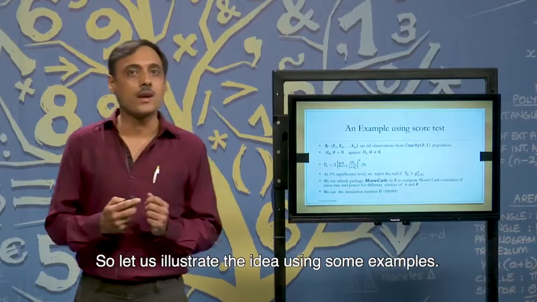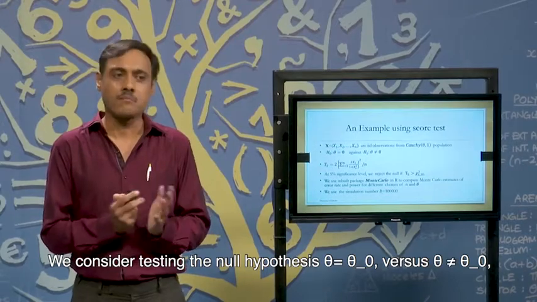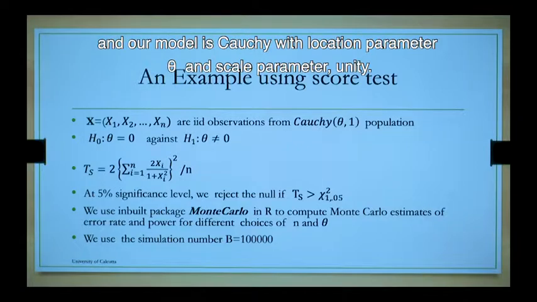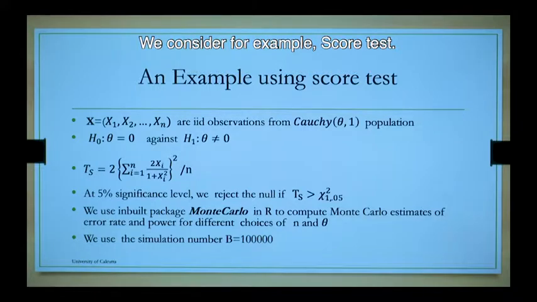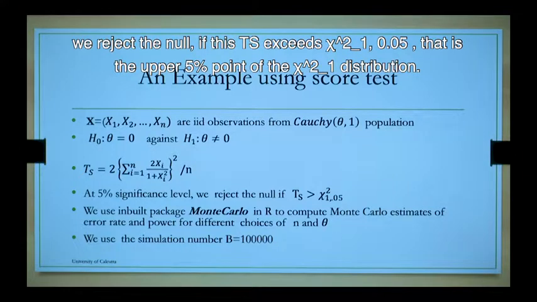So, let us illustrate the idea using an example. We consider testing the null hypothesis theta equal to 0 versus theta not equal to 0, and our model is Cauchy, with location parameter theta and scale parameter unity. We consider, for example, the Scott test. The Scott test takes this complicated form, and here at 5% level of significance we reject the null if this TS exceeds chi-square 1, 0.05, that is the upper 5% point of the chi-square 1 distribution.